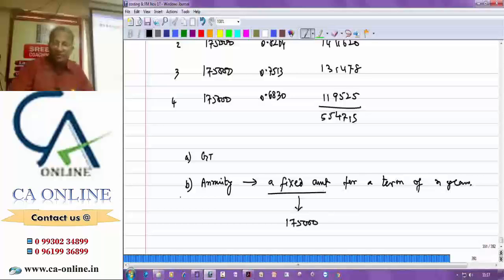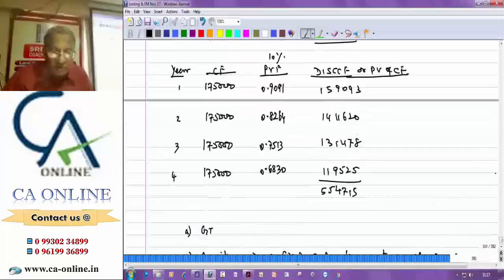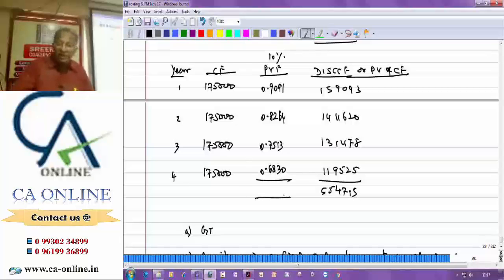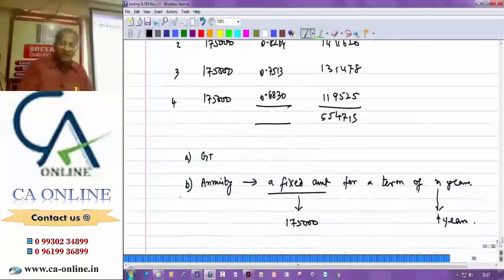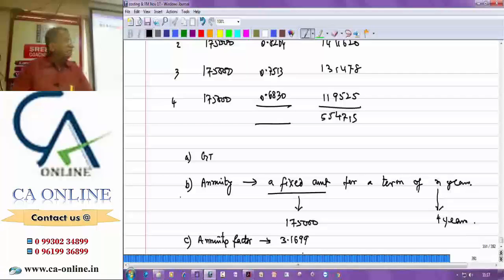1,75,000 for a period of n years. What is the n years? 4 years period. So, instead of multiplying 1,75,000 for each one of those PV factors, it is better that you sum up the PV factors and call that the annuity factor. What is the annuity factor in this case? Annuity factor is 3.1699. Annuities are to be multiplied by the annuity factor to make your work easier, quicker.